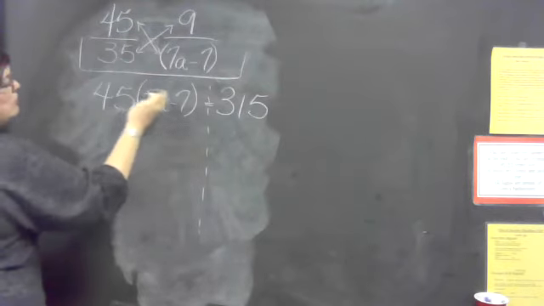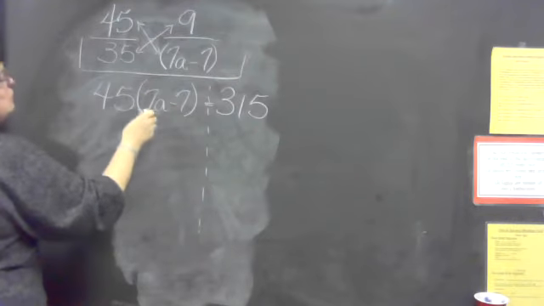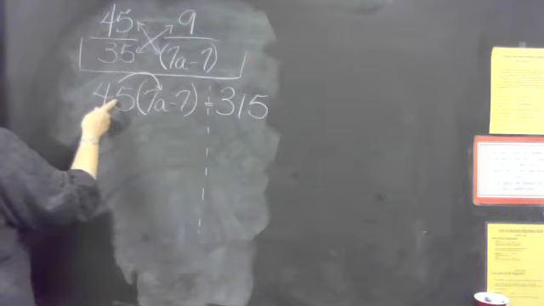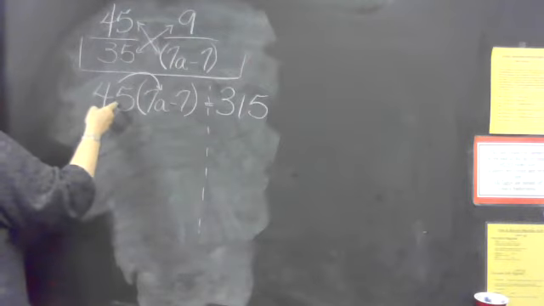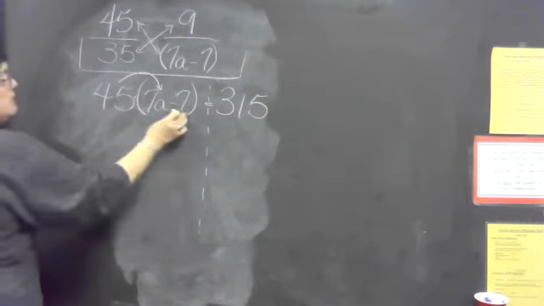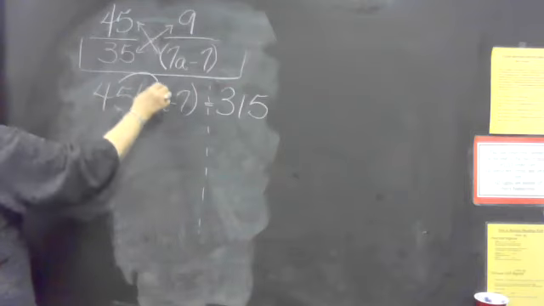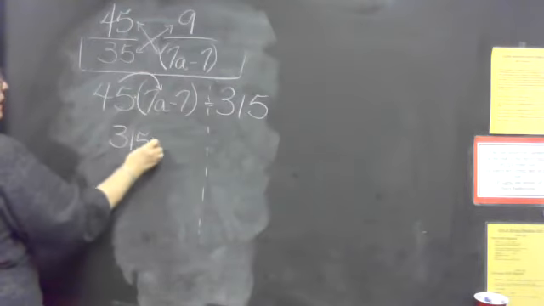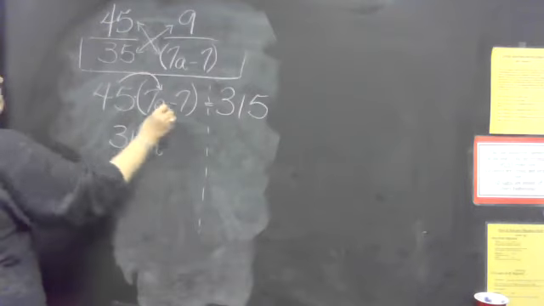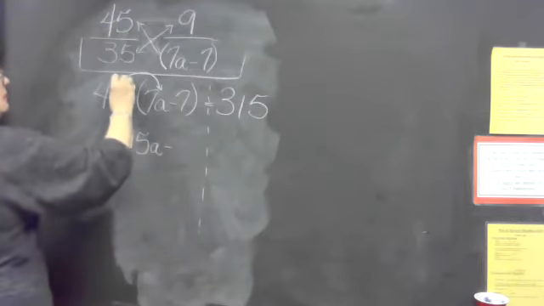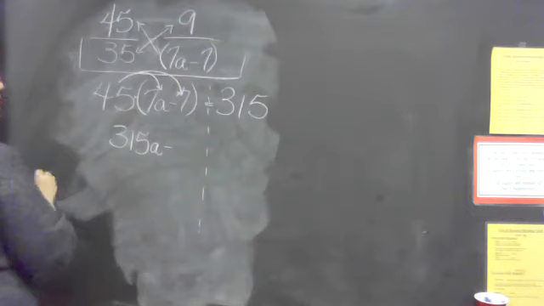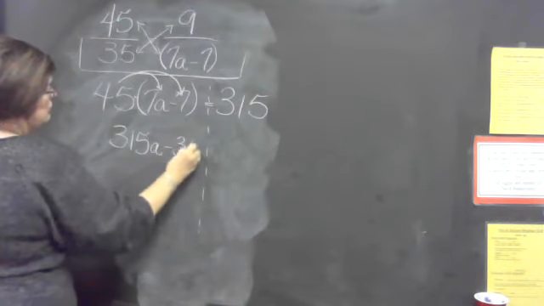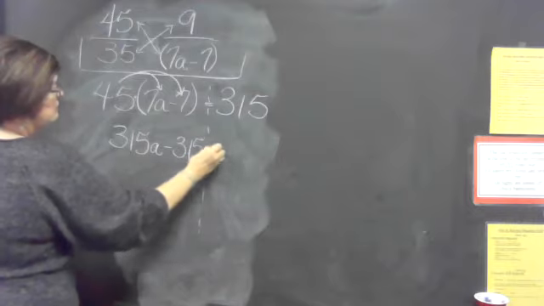Since we don't know all of this stuff in here, then we're going to have to go to the distributive property. This multiplier out front is times everything in the parentheses. So we have 45 times 7, which is 315a, minus 45 times 7, which is 315. There's an awful lot of those in this problem.